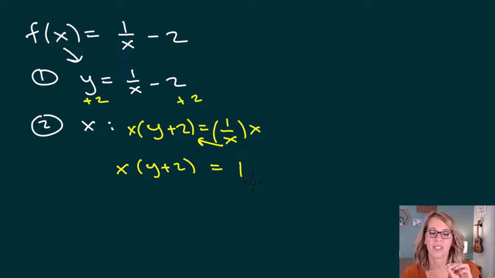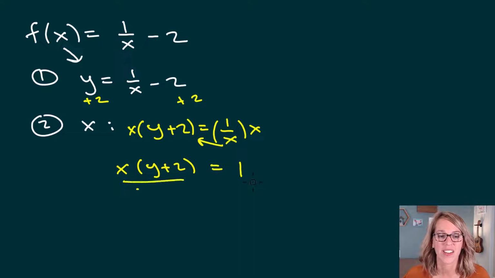Now remember, I'm solving for x, and I just about have it, right? All I need to do is to divide by that y plus 2. So I'm going to divide by the y plus 2. So now I'm going to write it in white here. x is equal to 1 over y plus 2.